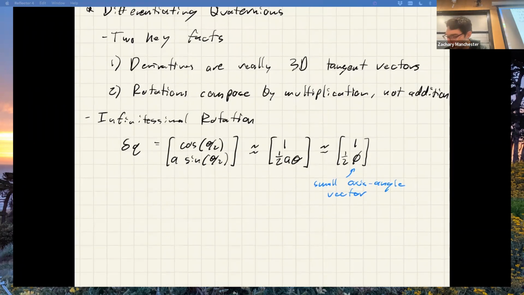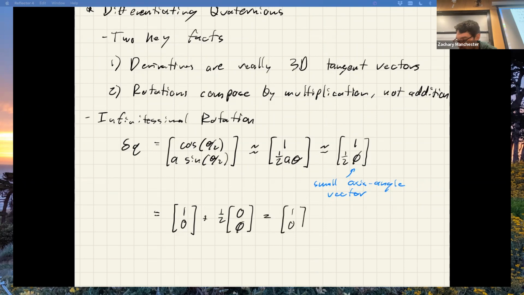Okay, so if I keep going here, I can write down that thing as an identity quaternion, right? 1 in the scalar, 0 in the vector part, plus this guy with 0 up top and just the phi in the bottom. And this is equal to identity quaternion plus 1/2 times my hat map times phi. Okay, algebra.